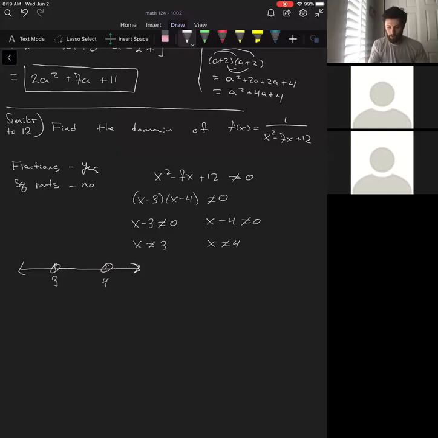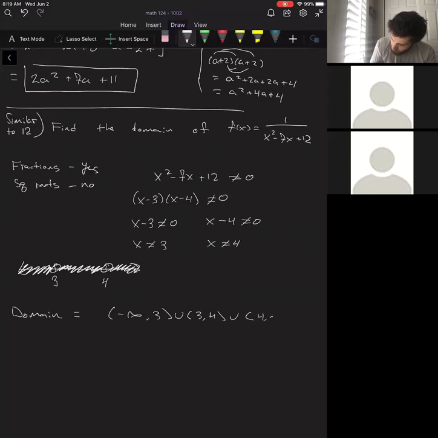But now we stop right here. With fractions, we're done. The only issue with fractions is when x is 3 and x is 4, so we get rid of those numbers. We know that there are no square roots, so there's no issue with that. The only problems we have are 3 and 4, but we can shade in the middle. Nothing over there is bad. Everything over here is good, and everything over here is good. So what we get for our domain is minus infinity to 3, 3 to 4, and then 4 to infinity.